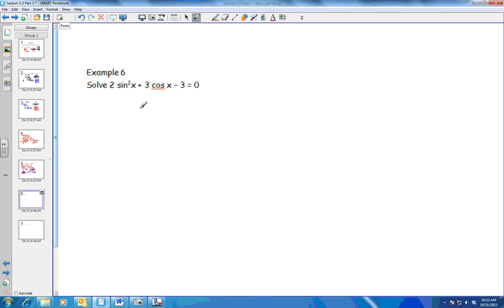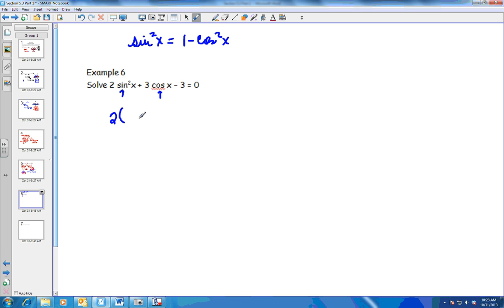All right, so example 6. Oh, here's a problem with this one. The problem is it's already set equal to 0. It's quadratic, but I need these to be the same thing. Okay, I can't deal with sines and cosines. They all have to be the same. So do you see that sine squared? I can rewrite sine squared as 1 minus cosine squared. Okay, so I'm going to replace this with 1 minus cosine squared.